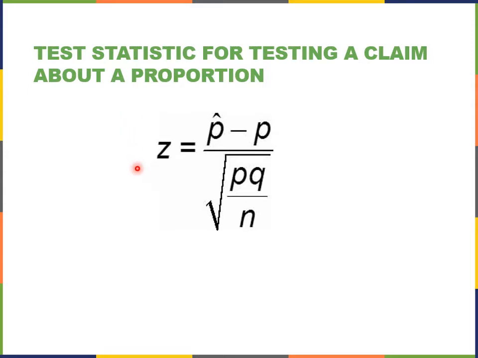We already talked about how our test statistic for proportion would be a z-score. It'll be a z-score based off of this formula: p hat minus p over the square root of p times q over n. Again, we've already practiced calculating the test statistic. This will be the specific one we use for proportion. It's a z-score. That's the most important part.